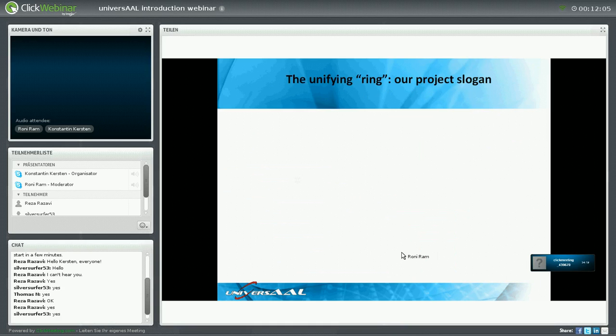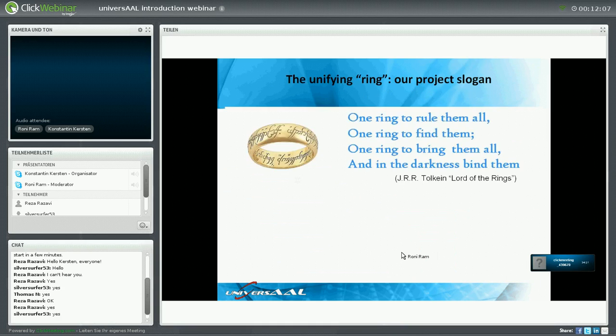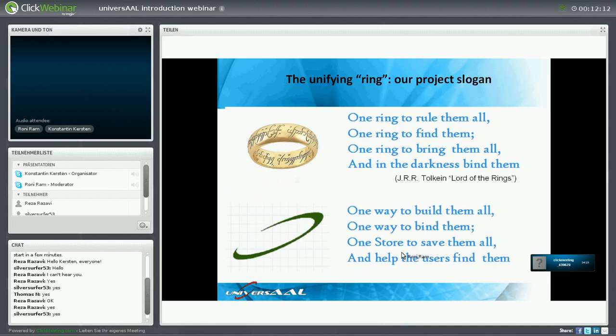The unifying ring is our project slogan, and it was taken from the Lord of the Rings. It can summarize the universAAL approach to service development, composition, discovery, and deployment as follows. One way to build them all, the services. One way to bind them by using the platform. One store to save them all, the online shop, and help the users find them.